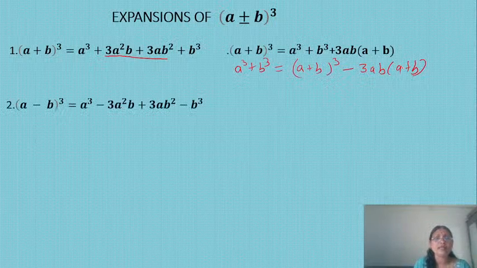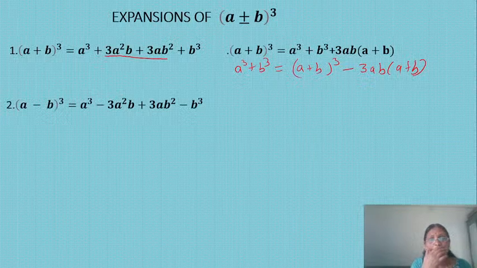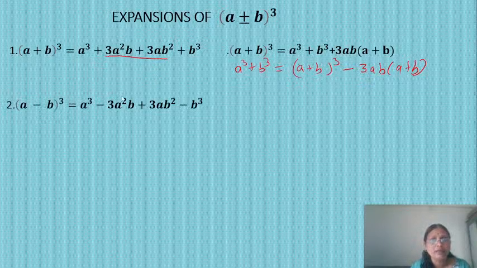Then the next is (a - b) the whole cube is a cube minus 3a square b plus 3ab square minus b cube. Okay. Alternate plus and minus sign. Here all positive, you can remember that way. And here it is alternate plus and minus: minus 3a square b plus 3ab square minus b cube.